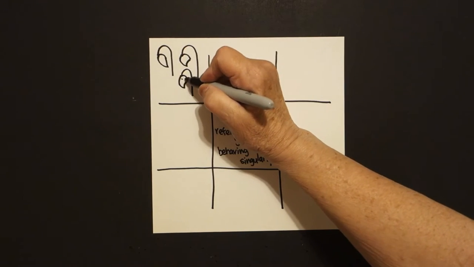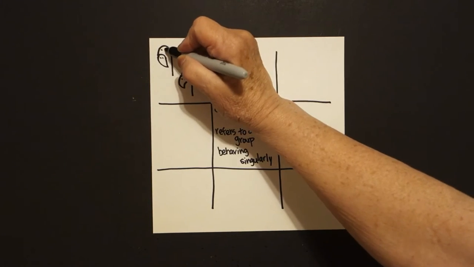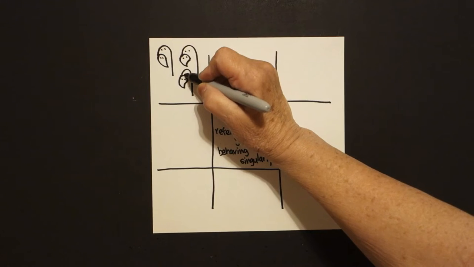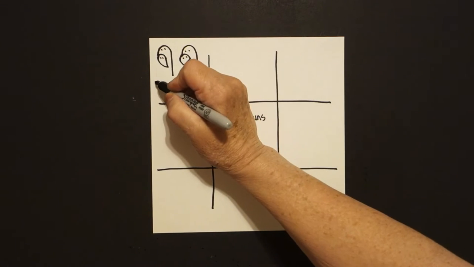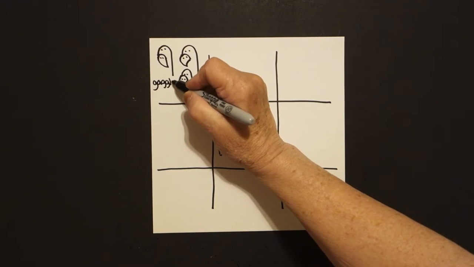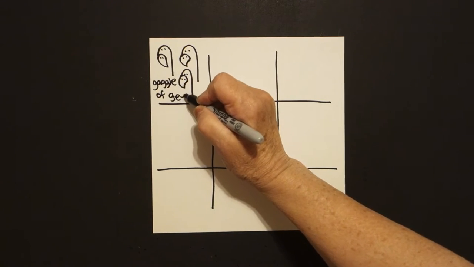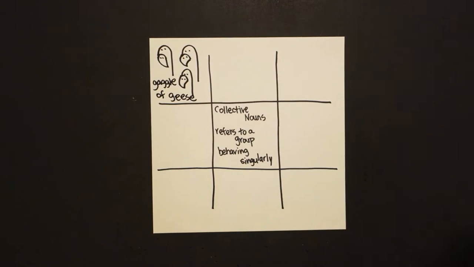I'm going to put two dots in each space and two dots right above. And what we have just drawn is a gaggle of geese. That's what you call a group of geese, a gaggle.